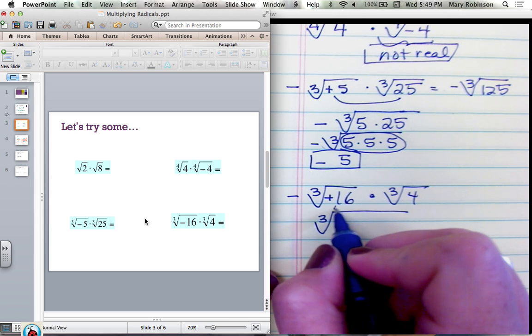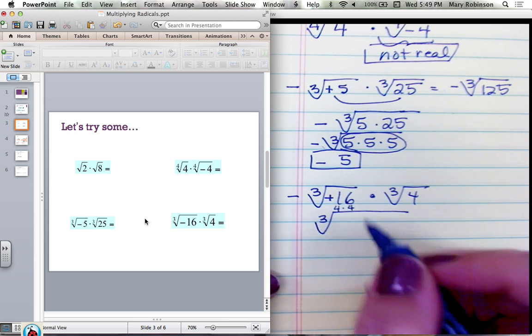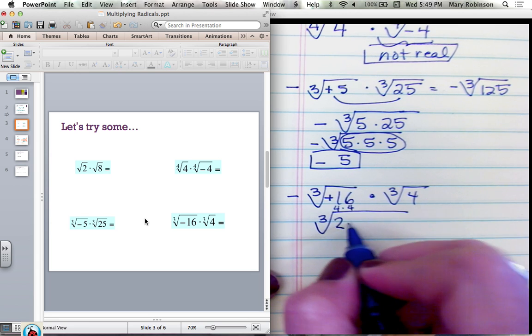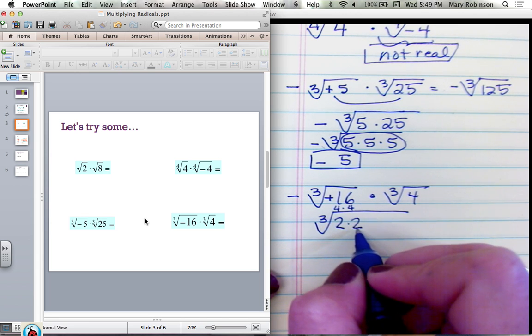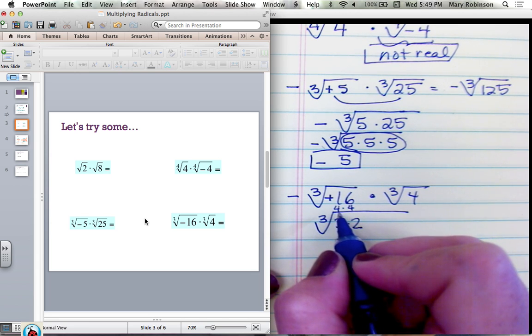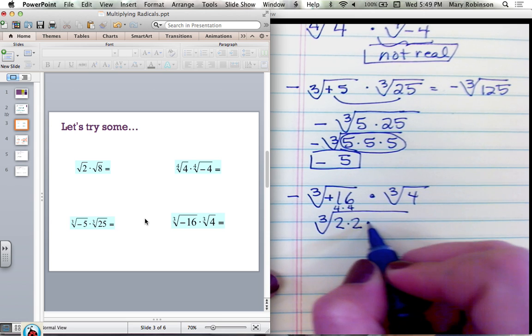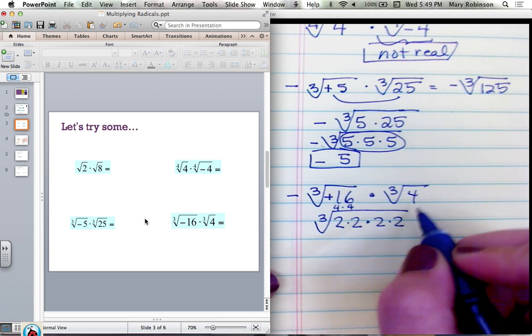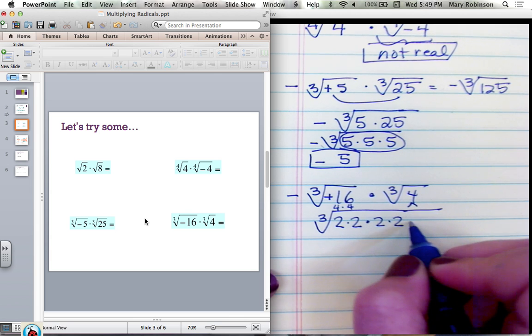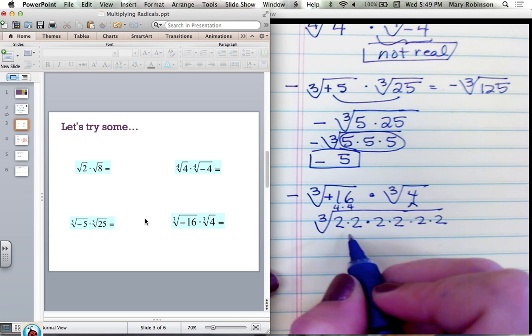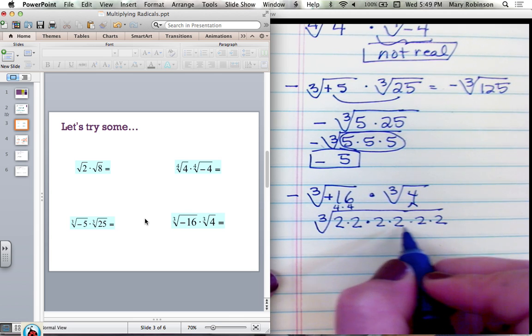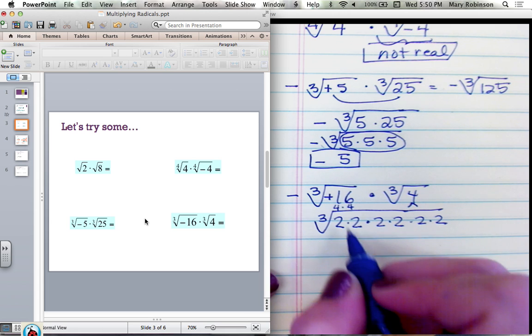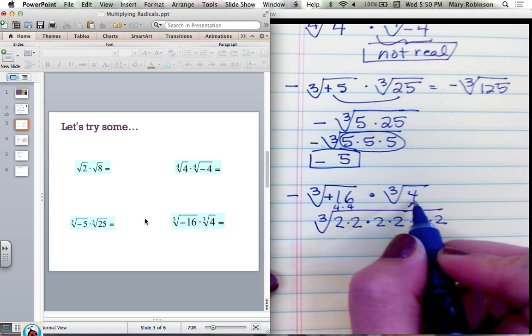So 16 I know is 4 times 4, but 4 and 4 continue to break down. So I know I'm going to have 2 2's to represent the factors of 4, another set of 2 2's to represent the factors of this 4, and then when I break down this 4, have 2 more. So 2 times 2 times 2 times 2 times 2 times 2 is the same thing as 16 times 4.